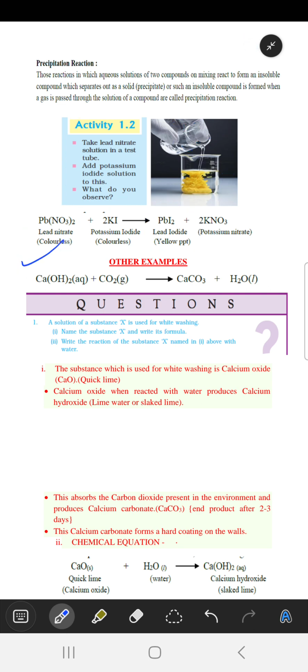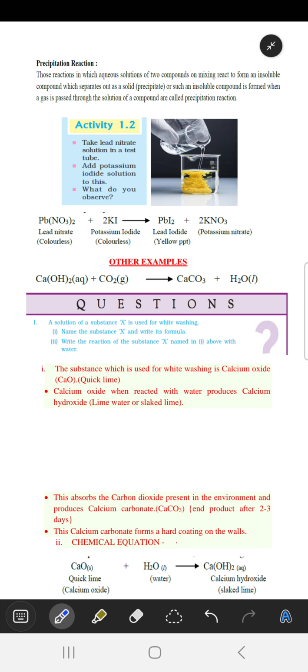One more example is when calcium hydroxide reacts with the carbon dioxide of the room, what we get is calcium carbonate and water. So the water is evaporated 2 or 3 days after, and what we get is the precipitates of calcium carbonates on the wall, which gives shiny white color on the walls.